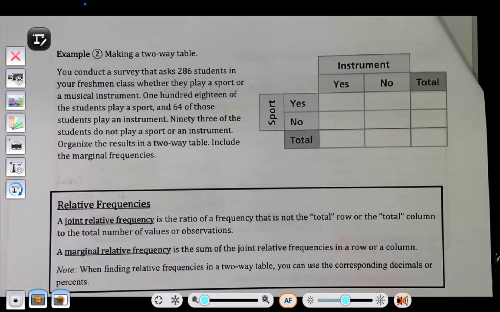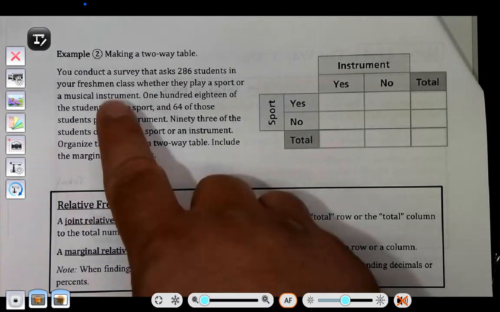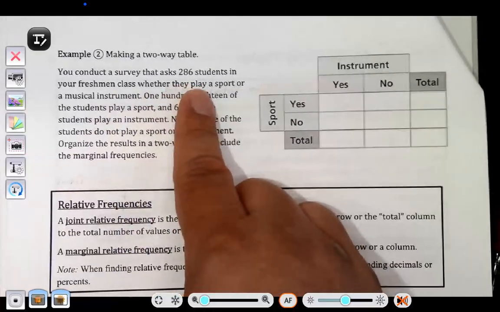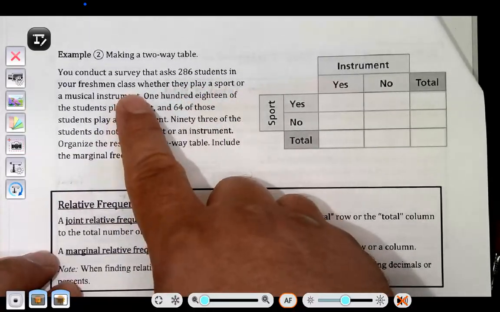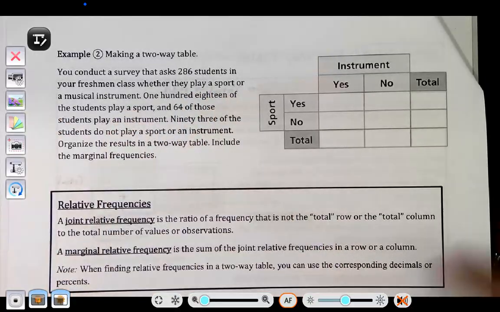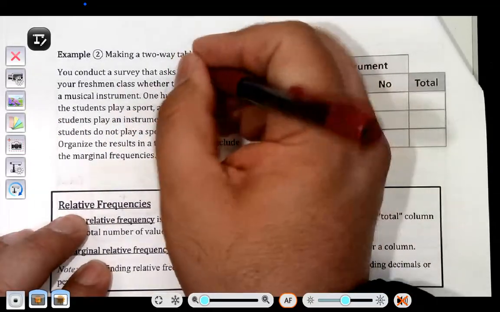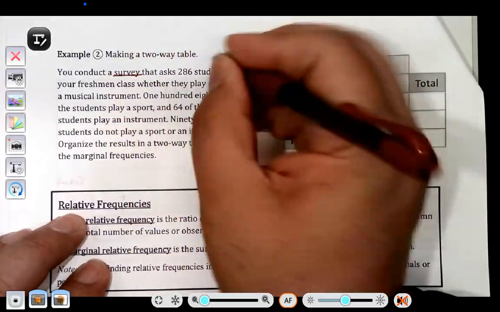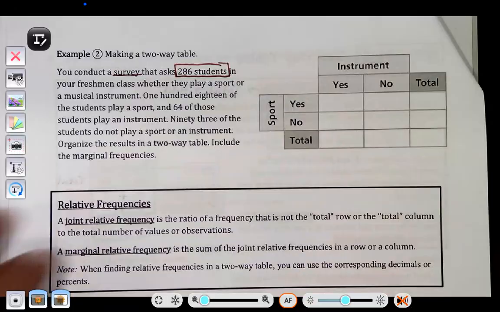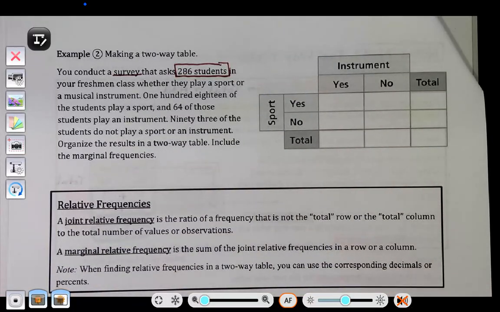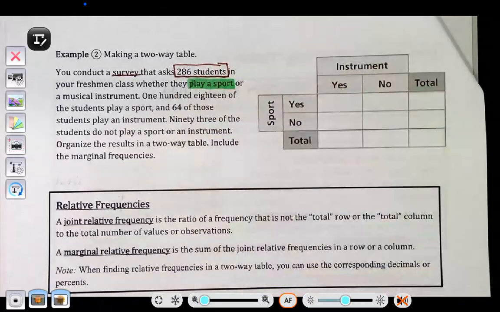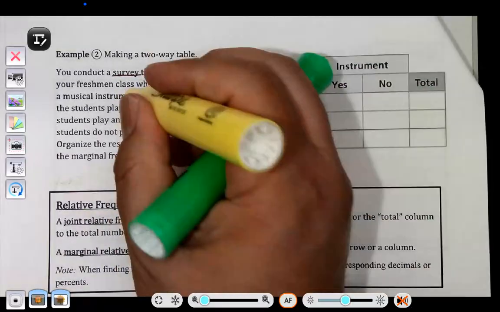All right, with our next page here, on example number 2, it says, you conduct a survey that asks 286 students in your freshman class whether they play a sport or a musical instrument. Now, there's a big number right there. Your survey that you did, you asked 286 students. Remember, all of them were freshmen. Whether they play a sport, so they either play a sport or they play a musical instrument.